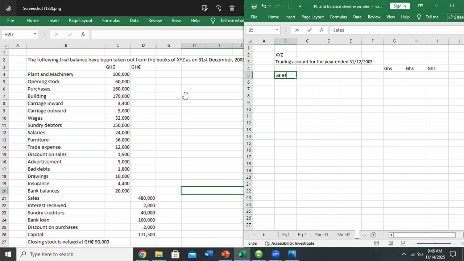Professors, how much is the sales and how much is the return inwards, if any? I don't know, Prof. Ajimai, if you are now with us and you can hear us, if you can identify our sales figure for us and the return inwards. Maybe Prof is having issues. Okay, Prof. Austin Akoli, how much is our sales figure and how much is the return inwards, if any? Our sales figure is 480,000, but there's no return inwards in the question.